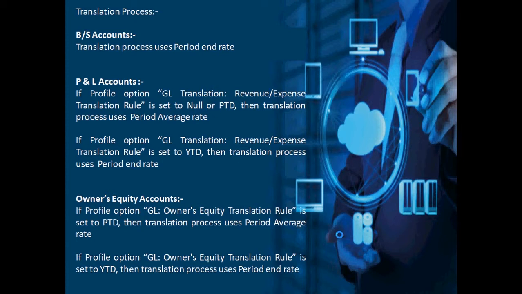Similarly, for the owner's equity accounts, if the profile option GL owner's equity translation rule is set to PTD, then the translation process uses the period average rate, and if it is set to YTD, then it uses the period end rate. There are a couple of clients who use something called historical rates for the owner's equity accounts, and if we use the historical rates, then the system will use those historical rates. In the current video, I assume that there are no historical rates for the owner's equity accounts. Okay, now we'll get into the system and see how we can run the translation process.